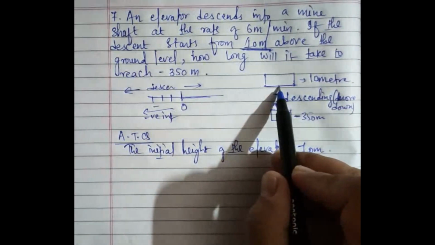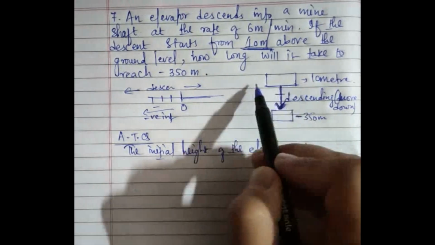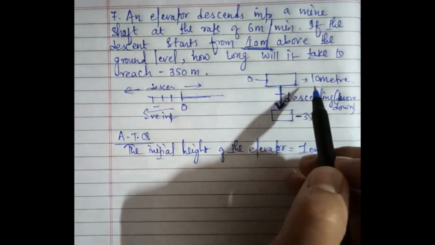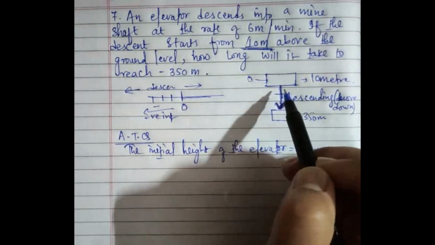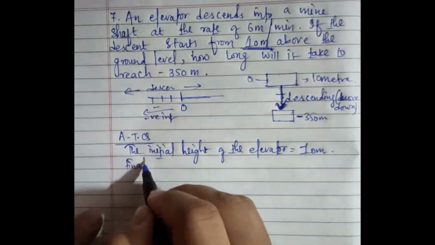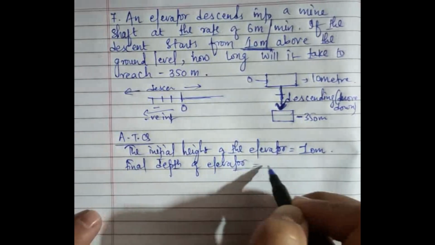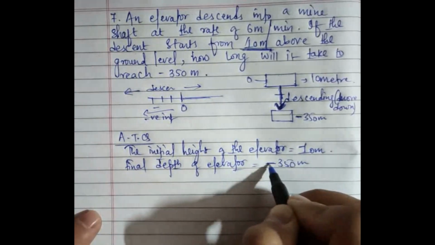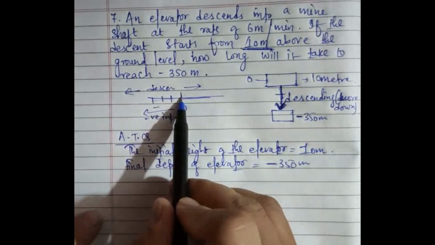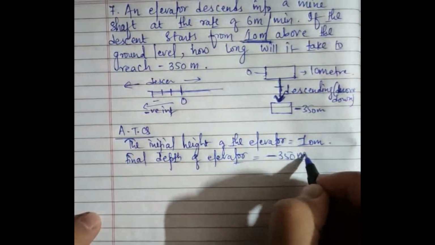But the descending started from the 10 meter. Now the counting will be on the negative side. You can consider this as the 0 origin, the center. So when the descending started, the negative side will also be counted. So the final depth, the destination of the elevator, is -350 meter. Now you came to know why minus is there, because it is descending downward, that is below 0 it is moving. Whenever we are moving below 0, we put a negative integer, isn't it? That's why -350 meter.